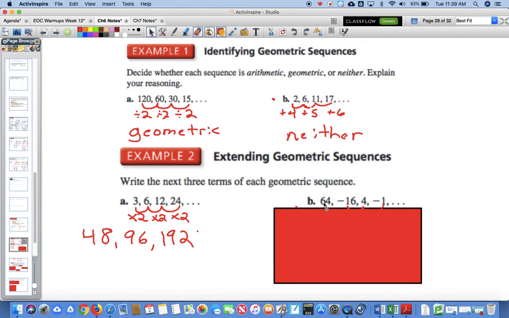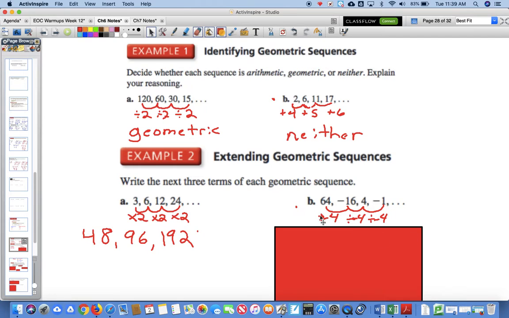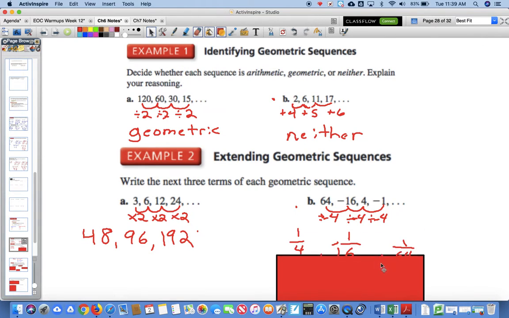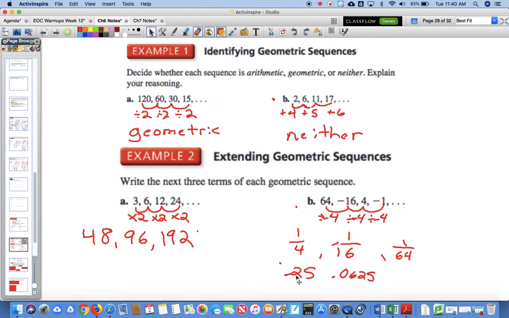This one's interesting because it's getting smaller, first of all, so it's got to be dividing, and it's changing from positive to negative. So it's actually dividing by -4. If you divide by -4, you get -16. Divide by -4, you get +4, and so on. So it goes back and forth. If we find the next 3 terms, take the -1, divide by -4, that makes +1/4. You can also use a decimal format, 0.25, but fractions are preferred. If you divide that by -4, you get -1/16, and then divide that by -4 to get 1/64.